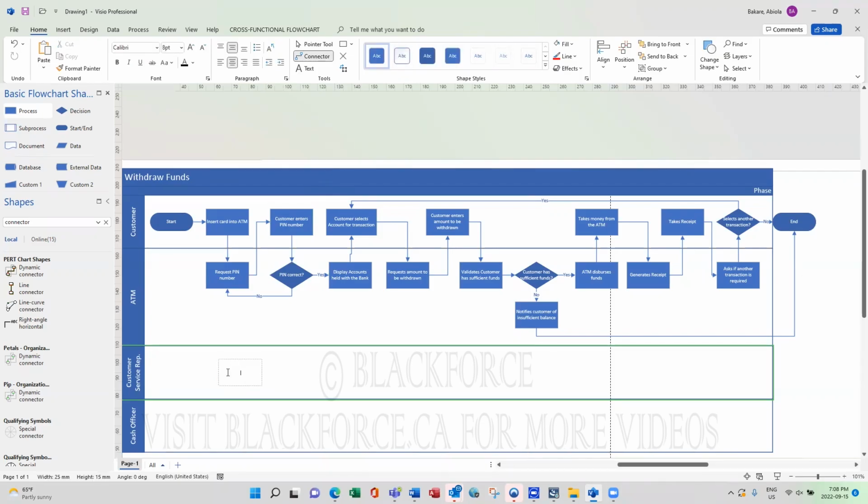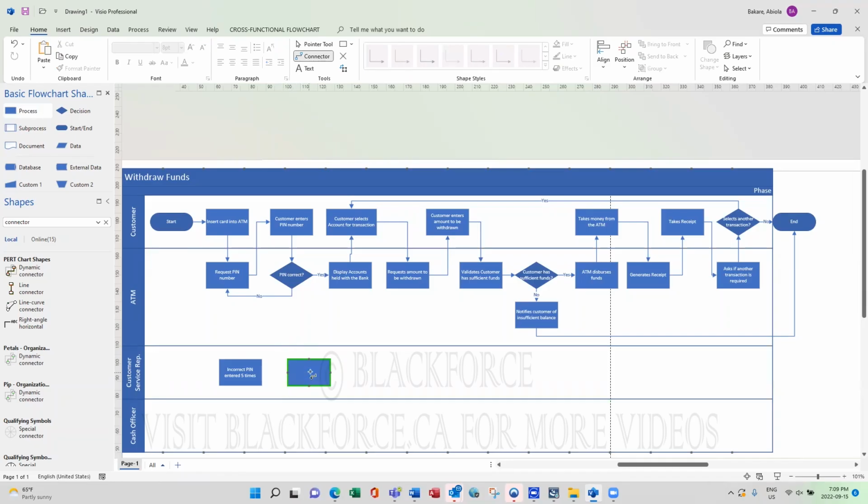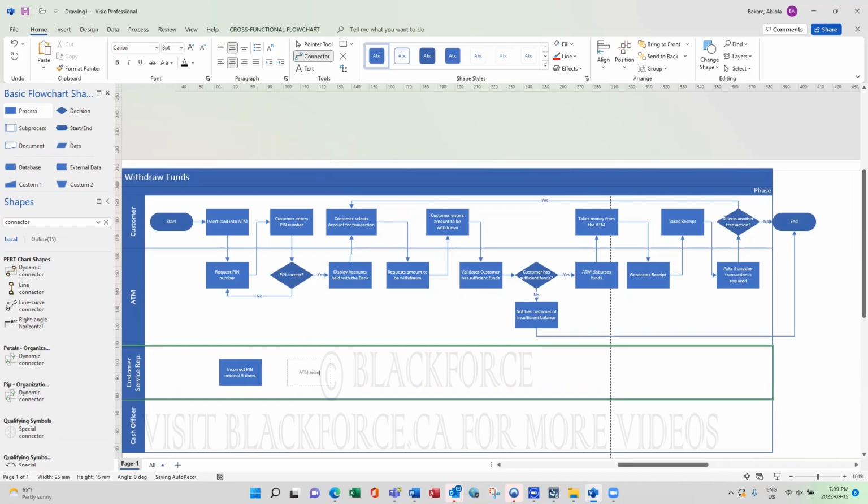So incorrect PIN entered 5 times, right? If that happens, we're saying the ATM seizes the card. No, I don't need a connector yet. I'm just putting these things here so we can move a bit faster.